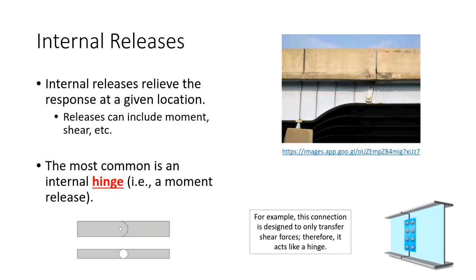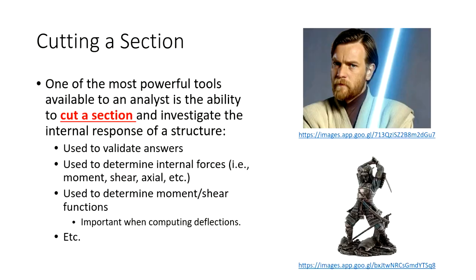Now, in order to assess a structure with a hinge in it, we have to be able to employ the secret weapon of structural engineering. And the secret weapon of structural engineering is a samurai sword, or a lightsaber if you happen to be a sci-fi fan. What am I talking about? I'm talking about cutting a section. Okay, so here's the thing. Cutting a section is one of the most important analytical tools that we utilize as civil and structural engineers.